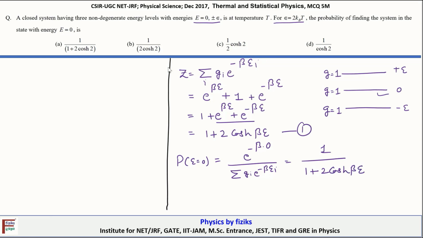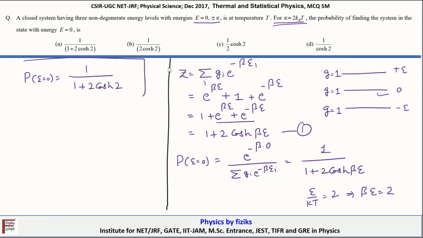Now we are given a condition that we have to find the probability for this particular value of beta E. So we are given that E upon kT is equal to 2, which implies beta E is equal to 2. Okay, so that means the corresponding probability for E equal to 0 is equal to 1 divided by 1 plus 2 cosh, beta E is 2, so 2 cosh 2. Okay, so that's our answer. So therefore it's A, option A is the correct one.